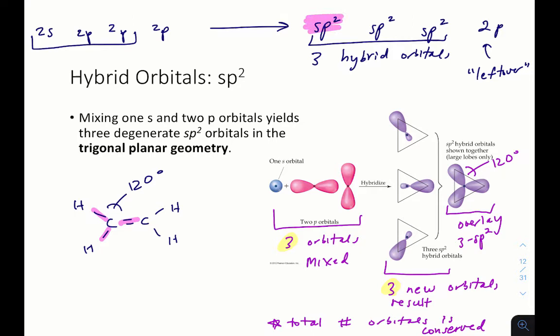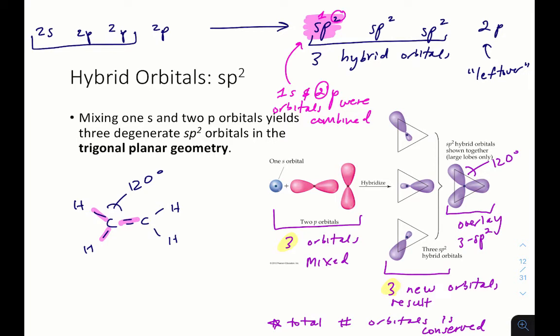I'll point out one more thing before we leave this slide. sp2 means that, so there's an implied 1 here. It means that one s orbital and two p orbitals were combined, or were hybridized, to make the three new orbitals.